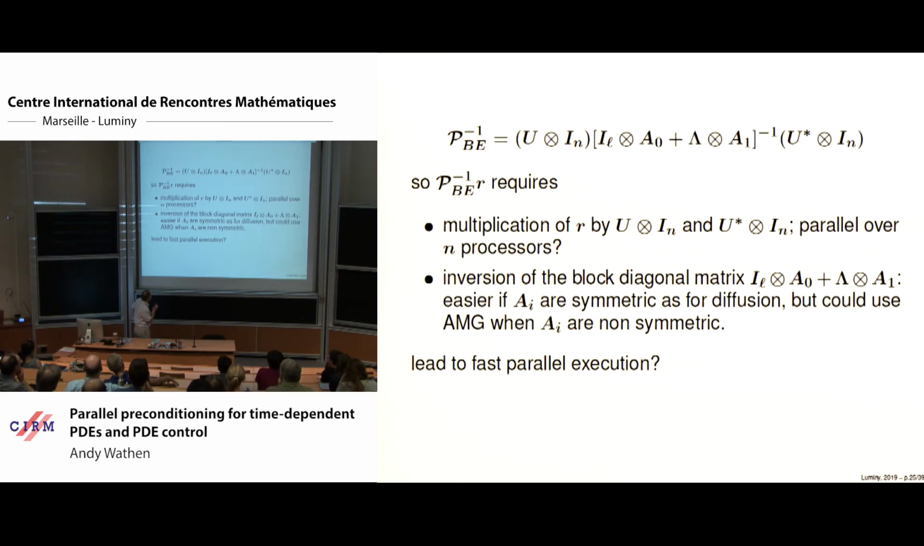Okay, I should say that if the A_i themselves are symmetric, as they are for the diffusion problem, and these two guys are simultaneously diagonalized, you can do something much nicer. But otherwise, use the technology we've learned for steady PDEs, so things like AMG, algebraic multigrid. And the question is, well, we've proved that this was a reasonable preconditioner, and now I'm saying, if you can do these two things reasonably fast, then you can actually apply this preconditioner fast as well.